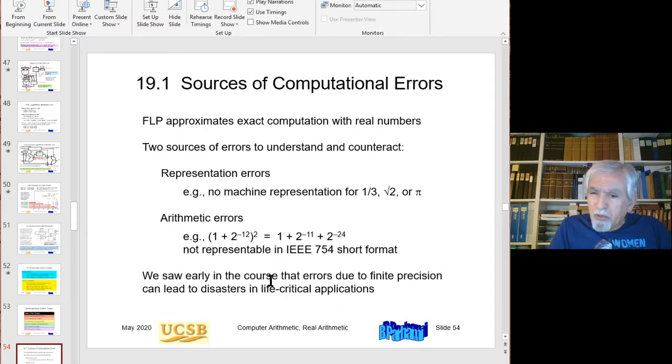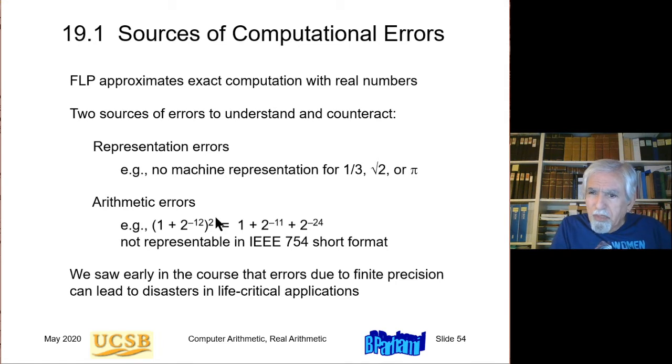And then the second source is arithmetic errors. Even if our numbers are exact, when we combine them using arithmetic operations, the result of that arithmetic operation may not be exact. And here's a simple example. Take the number 1 plus 2 to the minus 12.